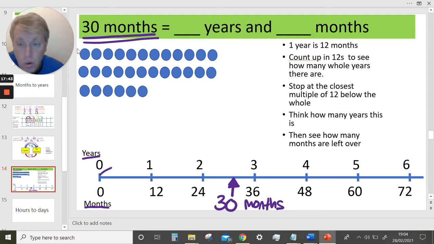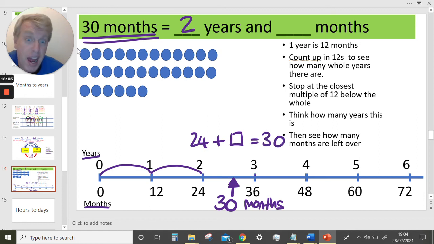So how many years is that? Well, 1 year is 12 months, 2 years, 24. So it's more than 2 years, less than 3 years. So it's 2 years, and when we're on 24, we've got 24 months. And how many more months will make the 30 months we're talking about? 6. Yeah, 1, 2, 3, 4, 5, 6.